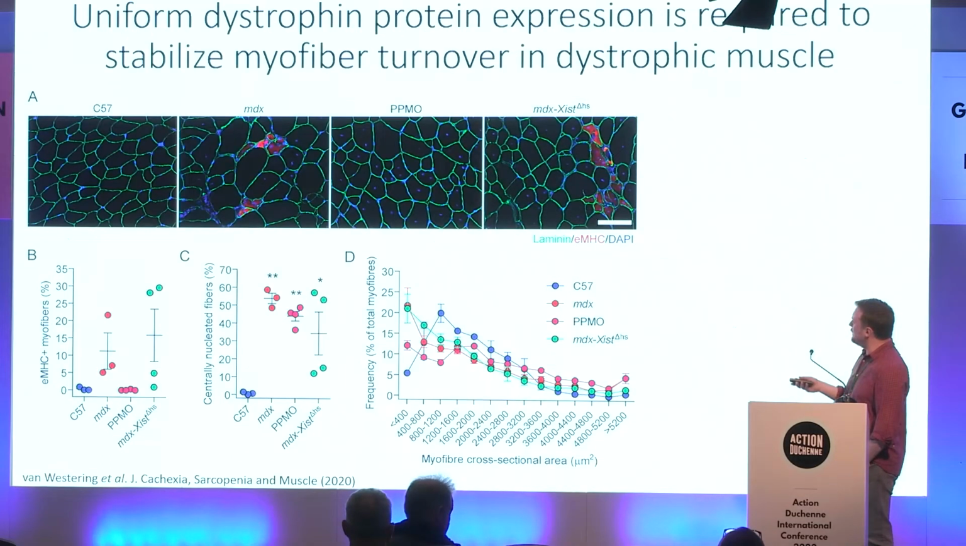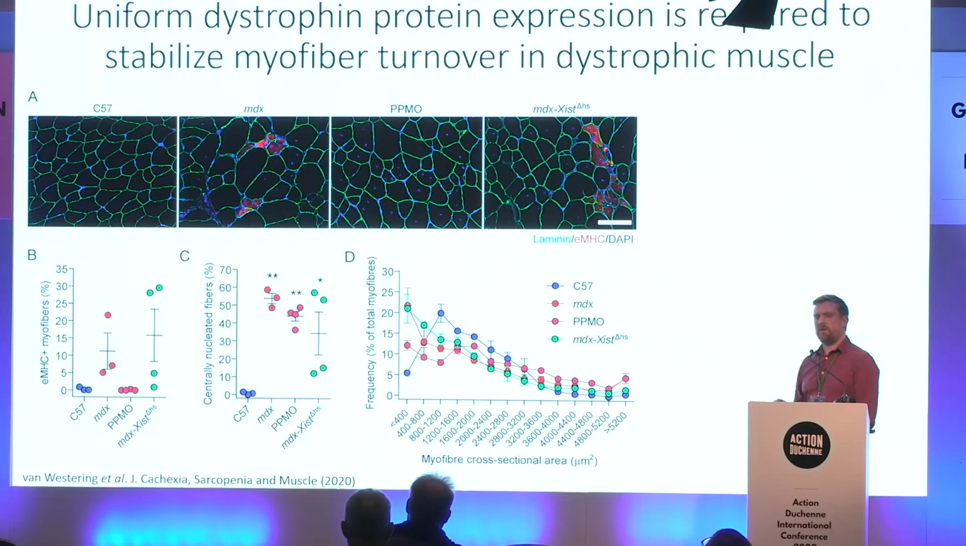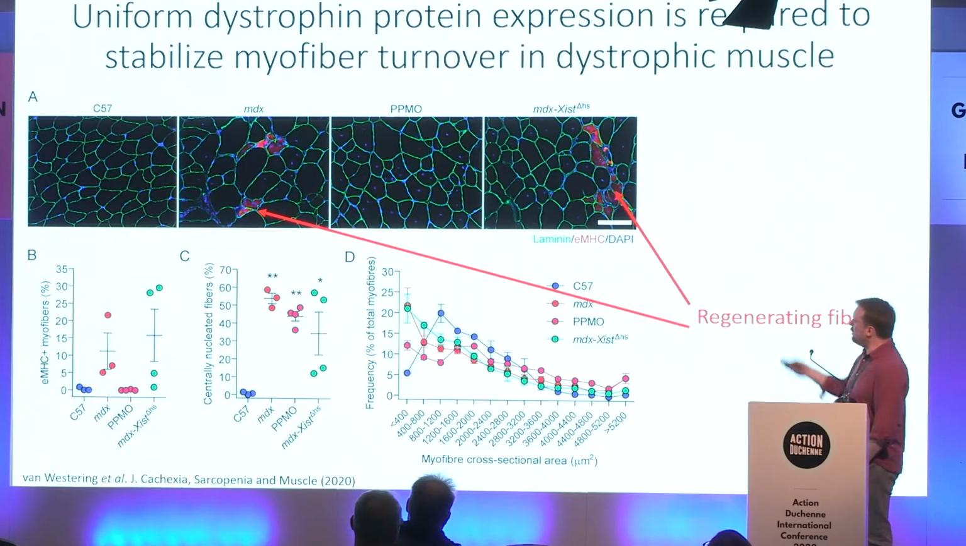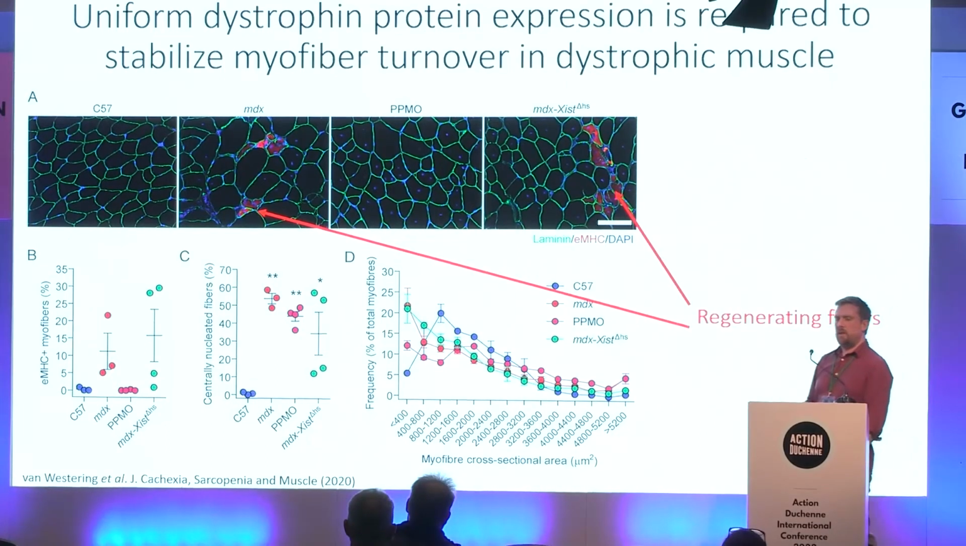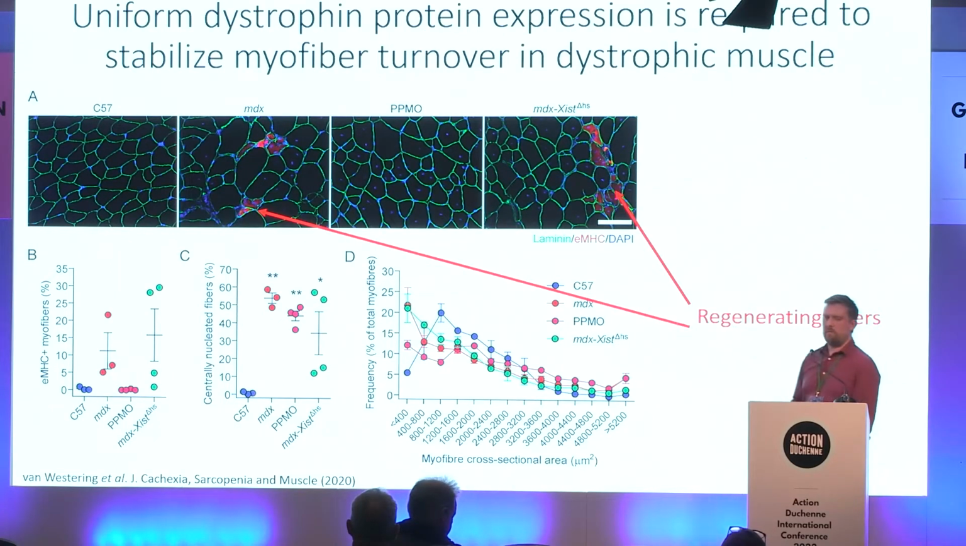When we look at these mice here, you can see that they still have regenerating fibers. They have quite a substantial amount of dystrophin produced in a patchy manner, but it hasn't stabilized the turnover of muscle that we observe in DMD patients. By contrast, the PPMO-treated mice, which express similar levels of dystrophin, show no sign of regeneration. The muscle has been completely stabilized. The regeneration here is these red-stained cells, which we're staining for embryonic myosin heavy chain.